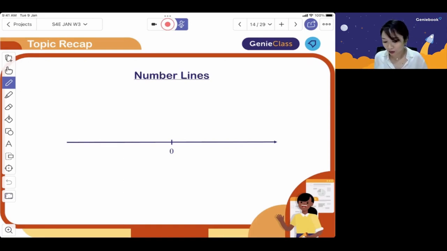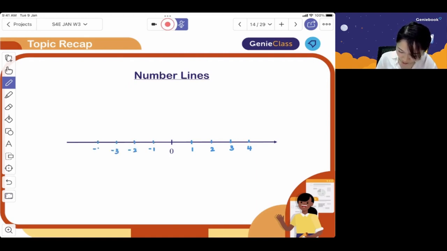Okay, so let's recap a bit on number lines. I know it's a lower sec topic, so some of you might have forgotten what number lines are. It's basically numbers on a line. But how do we actually draw a number line? We usually have 0 in the middle, depending on your data, and then we will indicate our numbers 1, 2, 3. As we move to the right, the numbers always get larger, right? And as we move to the left, the numbers get smaller.